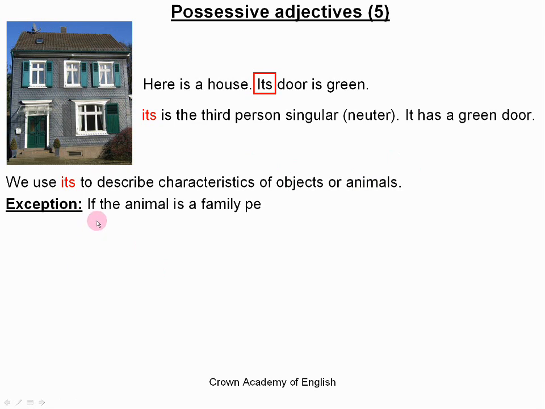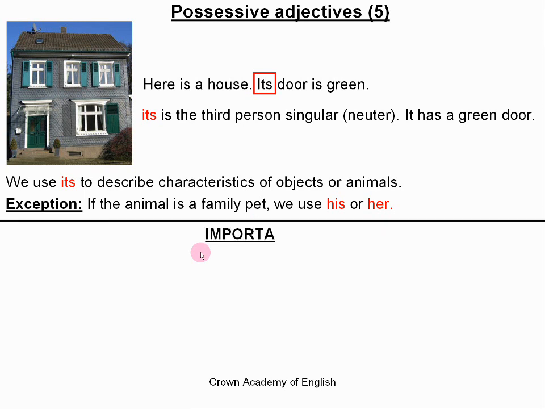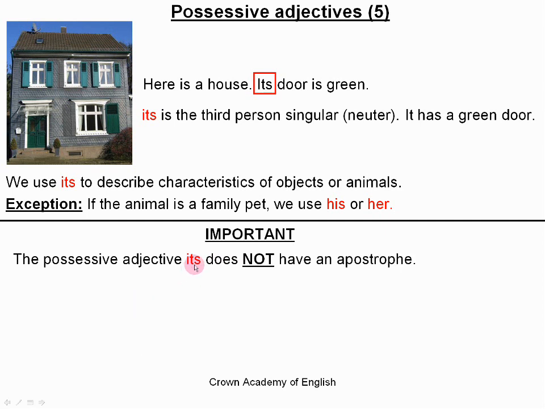Exception: if the animal is a family pet, for example a cat or a dog, then we use his or her, okay, because we consider family pets to be part of the family. Again, important. The possessive adjective its, its, does not have an apostrophe.